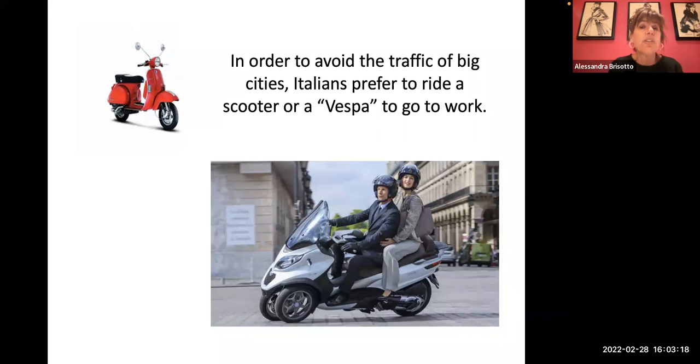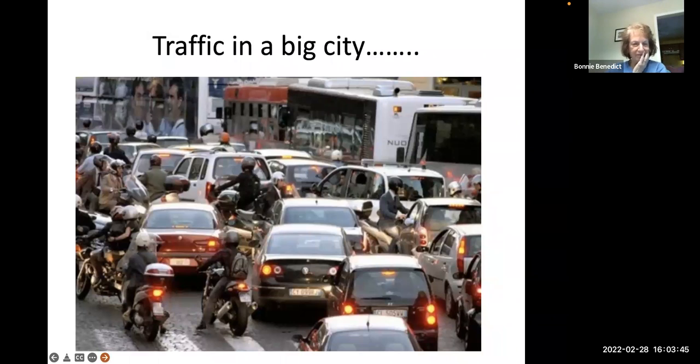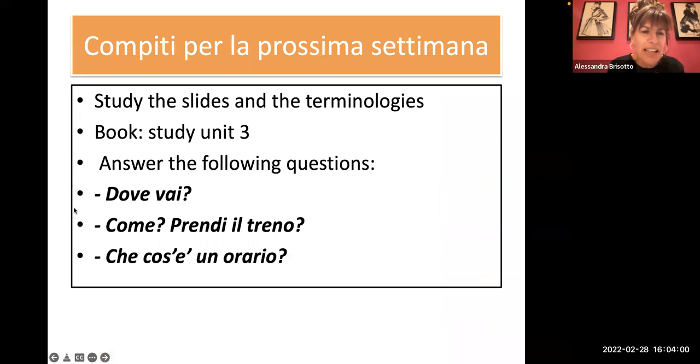But many times, it's very common that you see a Vespa or a scooter. In order to avoid the traffic of big cities, Italians prefer to ride a scooter or a Vespa. So this is a Vespa, this is a scooter, to go to work. It's very common to see very well-dressed people, because they have to go to the office, and they ride a scooter because they can avoid the traffic, especially in Milan or Rome. And let's run away, beauty of the Tuscany countryside. If you are tired, you can always go out of the town and you have beautiful landscapes, beautiful places to see.